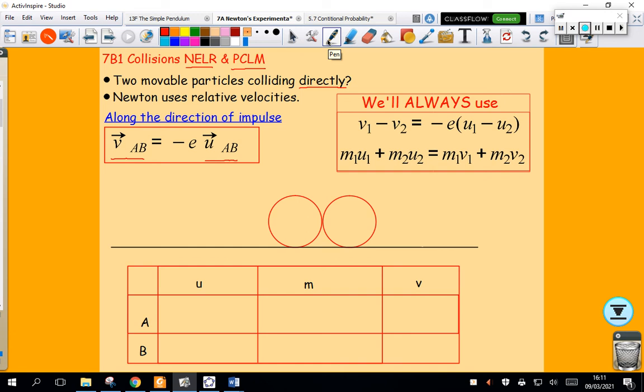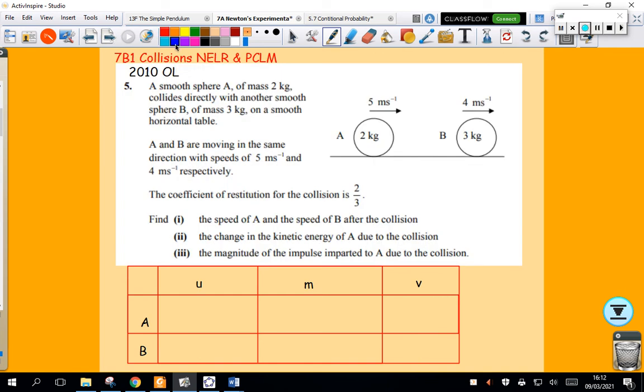So we're always going to do the same thing. We're going to start by establishing the initial velocity of A, the initial velocity of B. We're going to establish the mass of A and the mass of B. We're going to find then hopefully the velocity of A and the velocity of B. Some of these things will be left out depending on the question, and our job is to find the missing thing. So here's a question based around this kind of stuff.